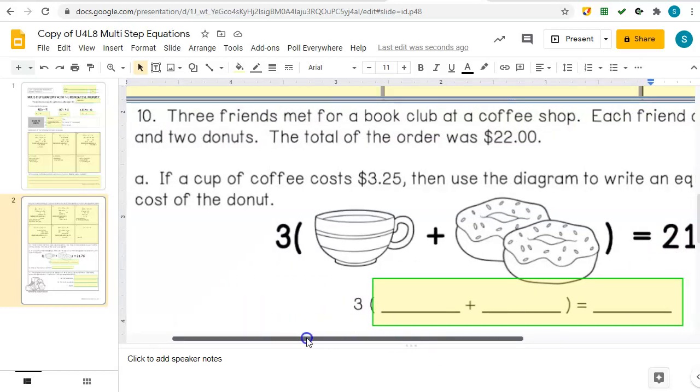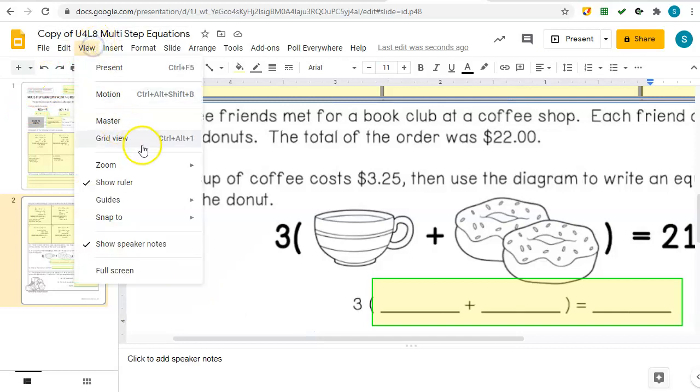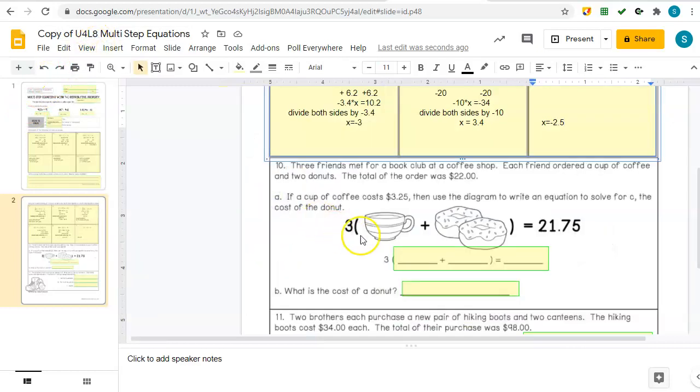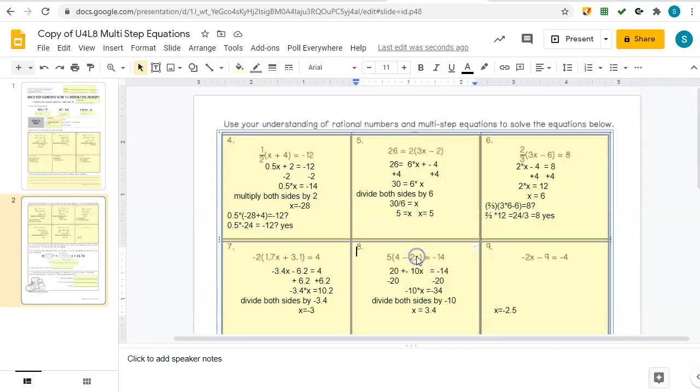Alright, I'm actually going to view and zoom out a little bit so it's a little easier to read. 3 friends met for a book club at a coffee shop. Each friend ordered a cup of coffee and 2 donuts. The total for the order was $22. Okay? If the cup of coffee costs $3.25, then use the diagram to write an equation to solve for C, the cost of each donut.